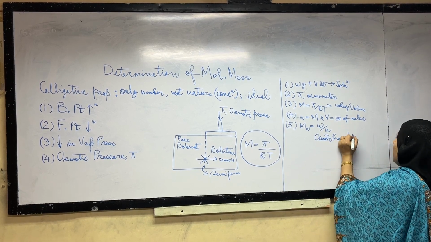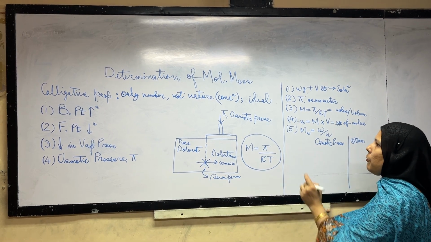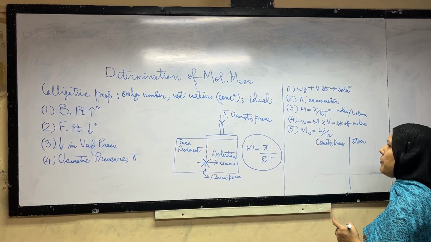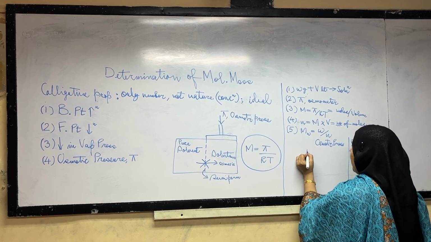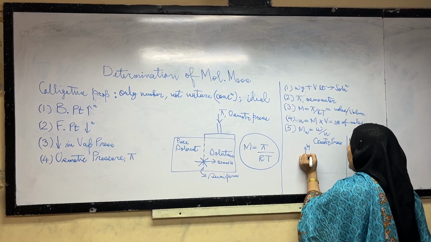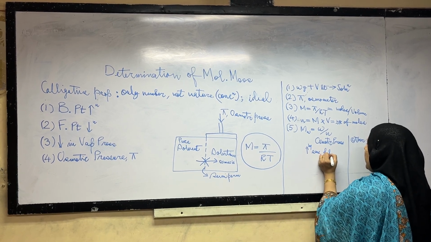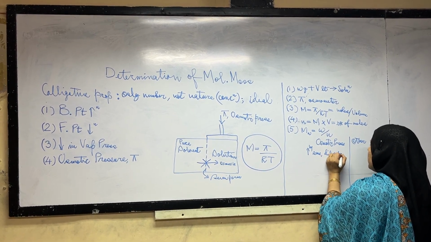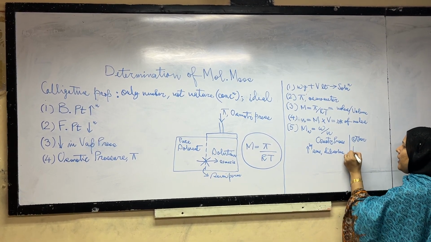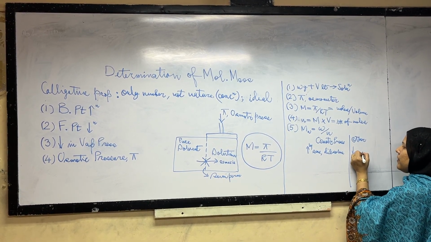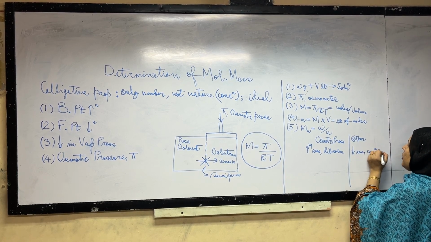So comparing osmotic pressure measurements with other colligative properties. Other properties means boiling point elevation, freezing point depression, and drop in vapor pressure. Osmotic pressure measurements are highly sensitive and especially useful for dilute solutions. Other colligative property measurements are less sensitive and they are used for more concentrated solutions.